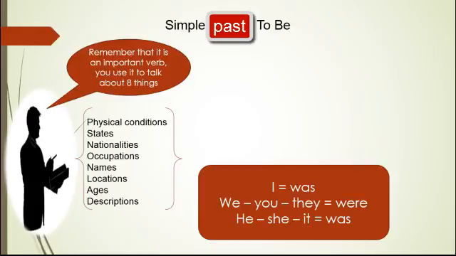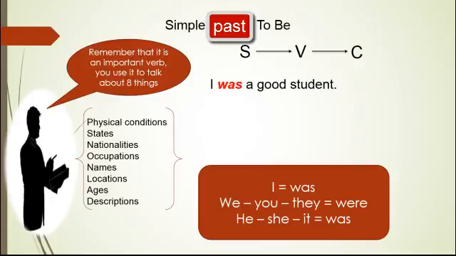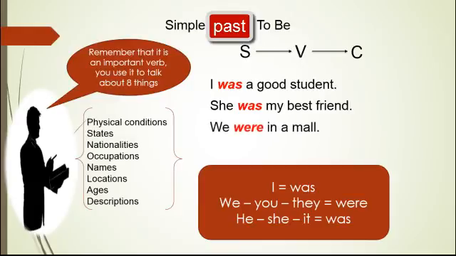Okay? So, in order to create sentences in simple past using the verb to be, we follow subject, verb to be in past, and complement. Yes? For example, I was a good student. She was my best friend. We were in a mall and they were good teachers.